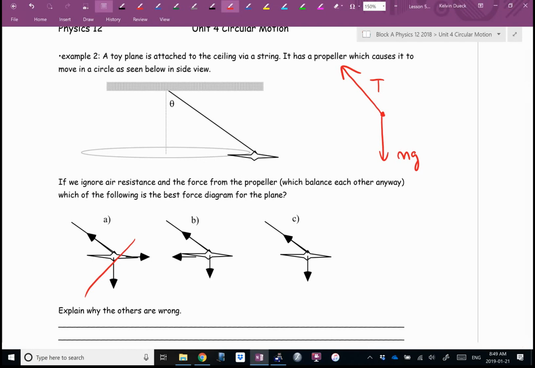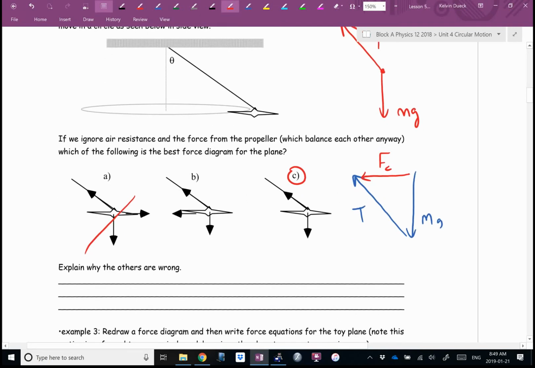How? William said yes. Add them tip to tail, you say. Are you saying if I go mg plus tension, that is enough to give me a resultant force inwards, but I don't need that on my free body diagram? In fact, it's the same free body diagram as the banked corner. So correct answer, C. Explain why others are wrong. I think we just did.